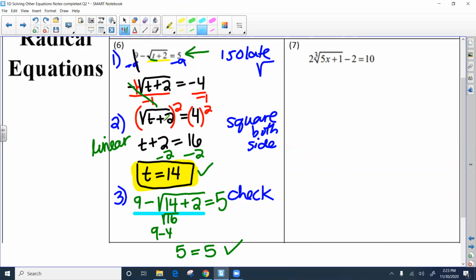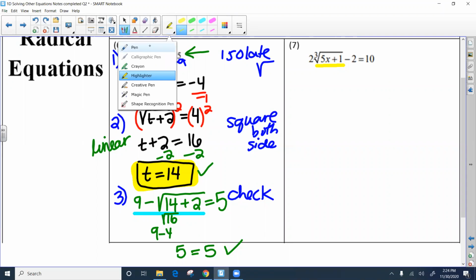Okay, so that was number 6. We had a square root, so to get rid of the square root, I had to square both sides. If we look at number 7, notice it is a cube root. We have 2 cube root of 5x plus 1 minus 2 equals 10. Okay, so let's solve. I see that it's a radical equation. So step 1, isolate the radical. I got to get the radical part by itself. It has this 2 in front, and it also has this minus 2. I have to get rid of them both.